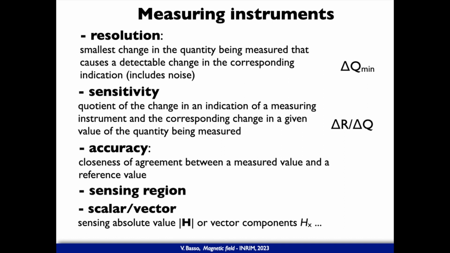Accuracy is something more related to the general agreement between the value and a reference that we can have, a metrological reference, for example. And since we are talking about a magnetic field, two very important issues are how big the sensing region is, centimeter, millimeter, microns, and whether we are able to measure the absolute value or the vector components of the field. This is absolutely an issue to consider because it's not the same.